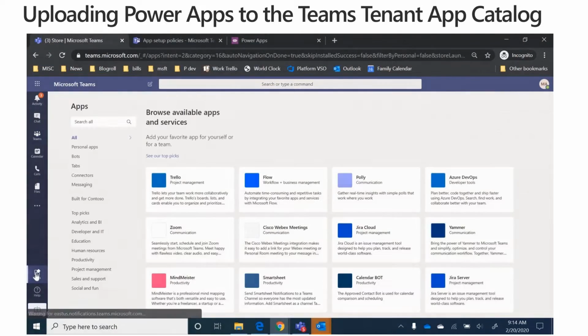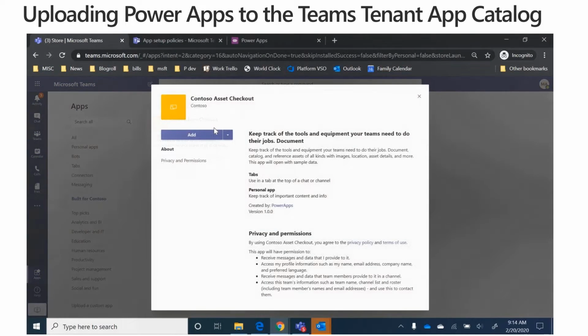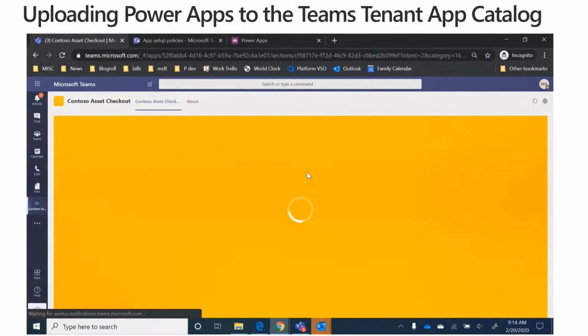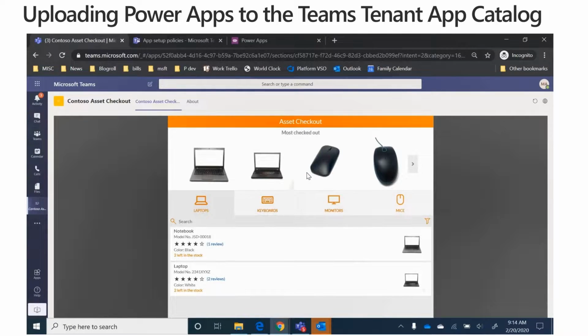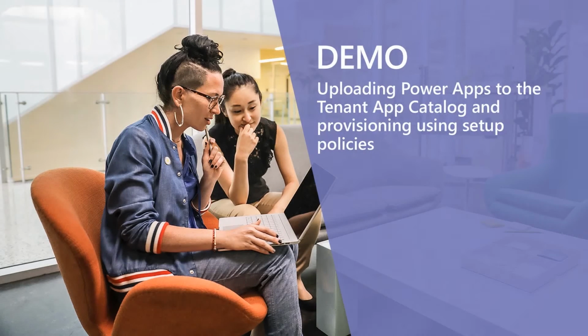So under apps, if I go to build for Contoso, I see all the apps for my tenant. Right now I have just one. When I click on it, I have the ability to actually add that app for myself, but this time from the store. So here we go. The app is available. And the final option I want to show is uploading Power Apps to the tenant app catalog and provisioning using setup policies.